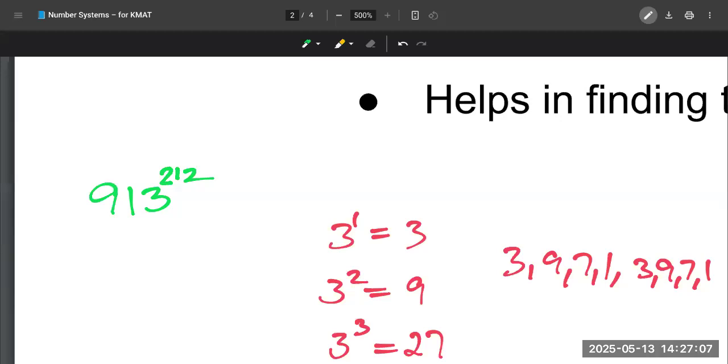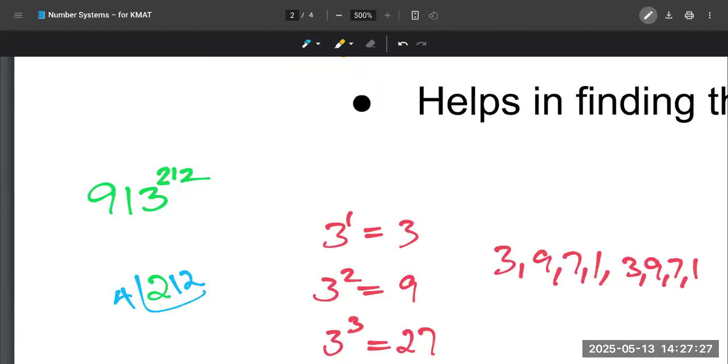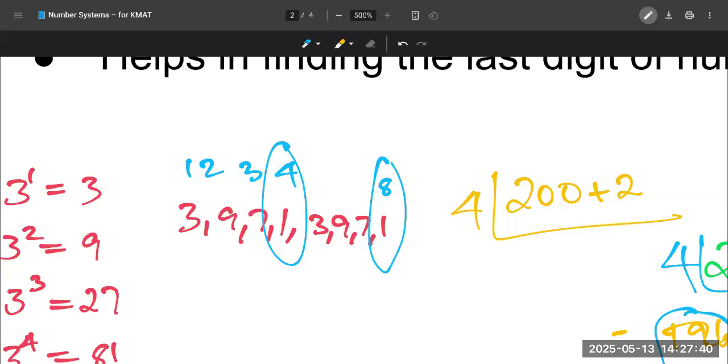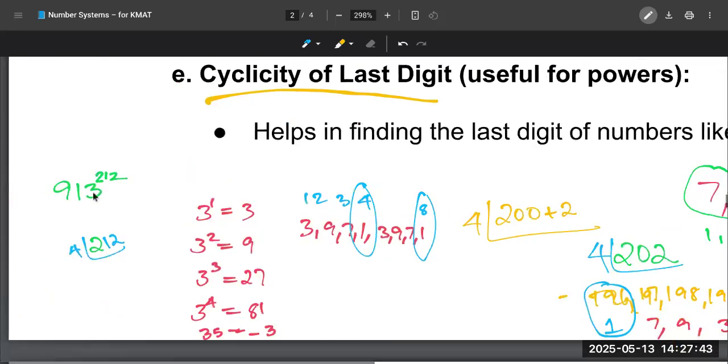How did you get it? Because 212 is divisible by 4. For numbers divisible by 4, it should be 1, right? That means 1 is the answer.